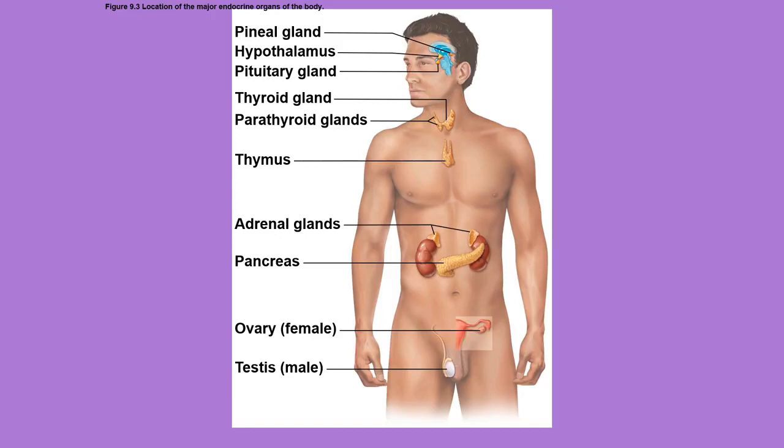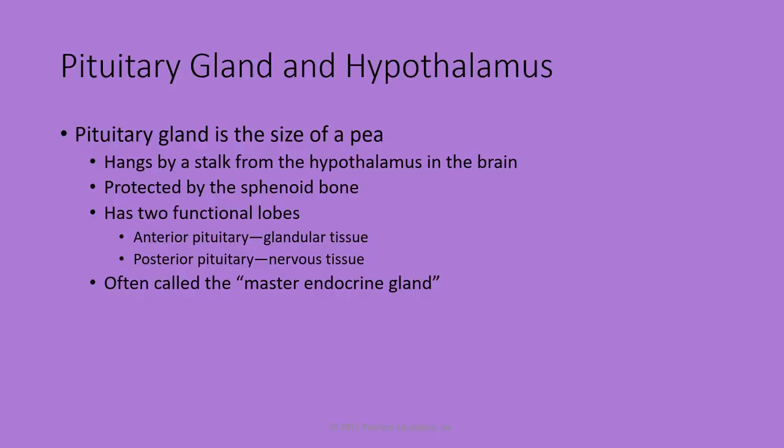On this diagram, you can see the location of several of these glands. Up in the brain, you've got the pineal, the hypothalamus, and pituitary. Then in the neck, you've got the thyroid and the parathyroid. Then in the sternum, the thymus. Then around your kidneys, on top of them, are the adrenal glands. The pancreas is located right behind the stomach. And then the reproductive endocrine glands, the ovaries for the females and the testes for the males.